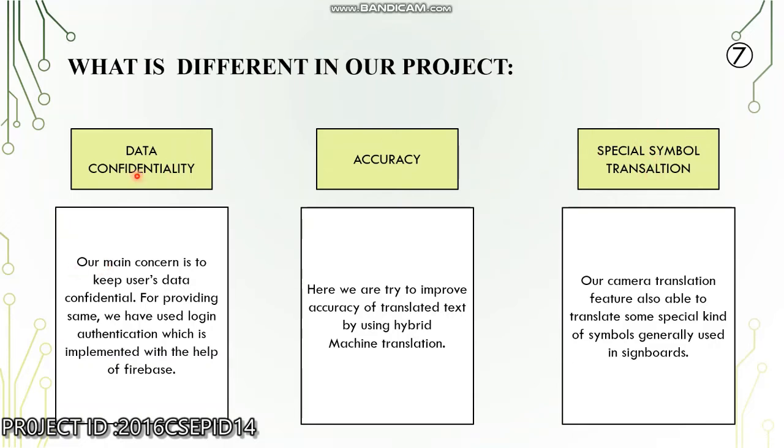For data confidentiality, our main concern is to keep users' data confidential. To provide this, we have used login authentication, which is implemented with the help of Firebase. Second one is accuracy. Here we are trying to improve the accuracy of translated text by using hybrid machine translation. And the third one is special symbol translation. Our camera translation feature is also able to translate some special kinds of symbols generally used on signboards.